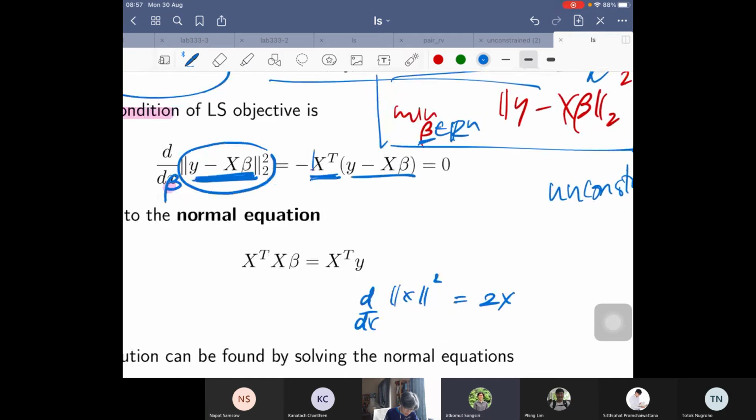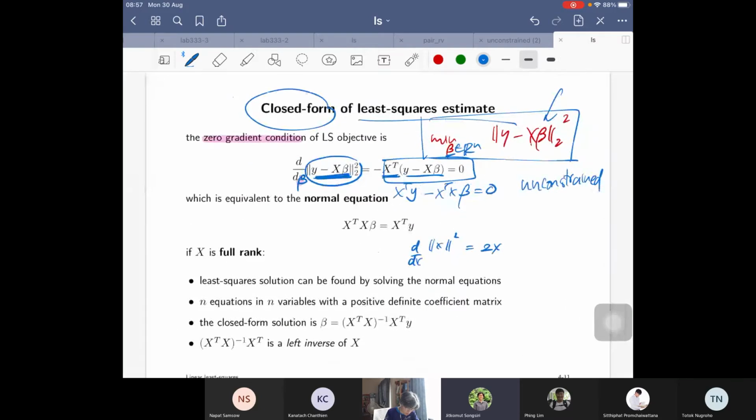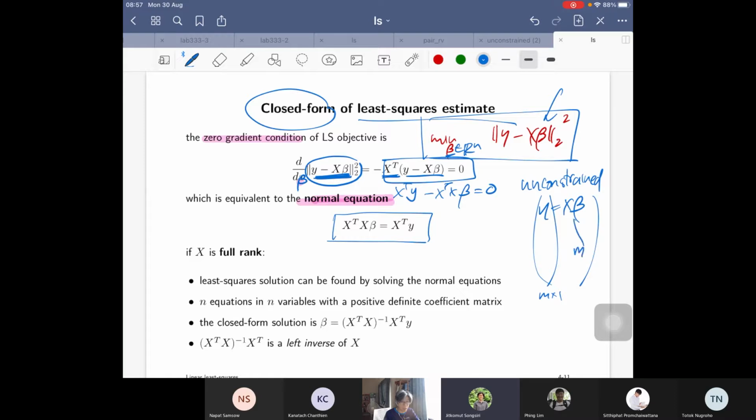Then when you look at this equation, you write it again: x transpose y minus x transpose x beta equals 0. Then that turns into the very important normal equation. Now I would like you to take a look at this equation. Initially, your linear regression equation is a tall system of m equations. Your x is m by n. The normal equations are equivalent to the zero gradient condition.